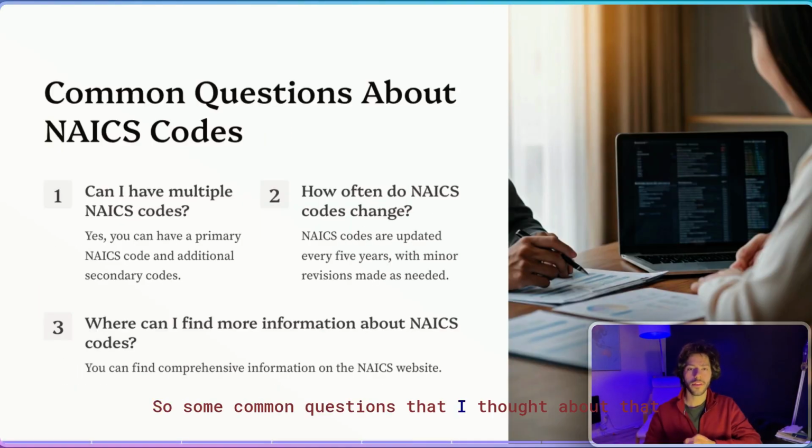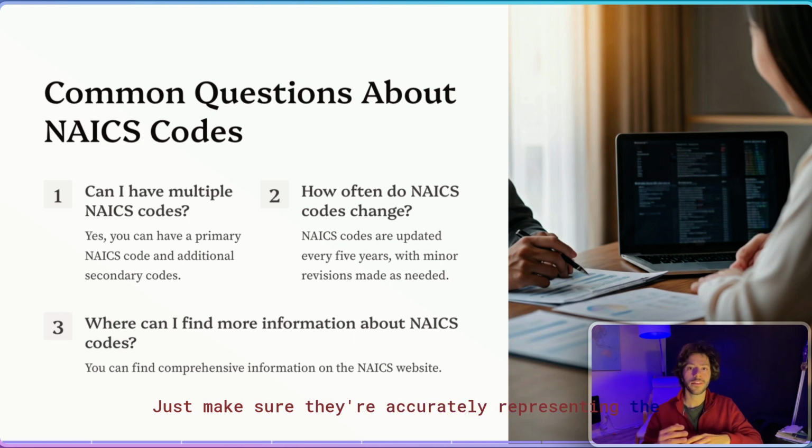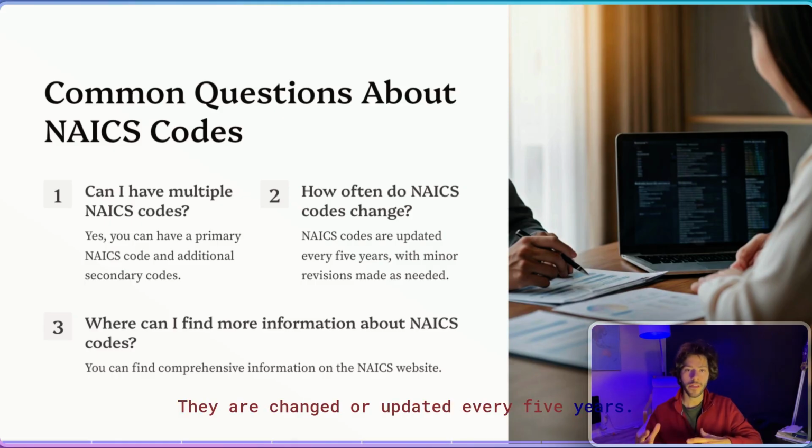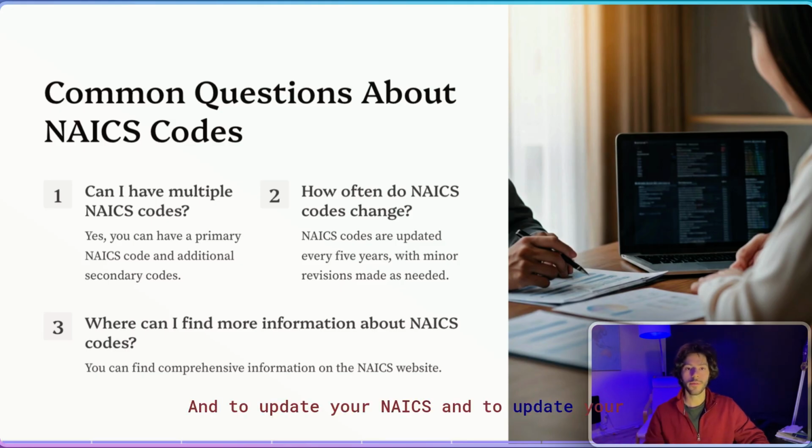Some common questions that I thought I should answer. Can you have more than one NAICS code? Yes, absolutely. Just make sure they're accurately representing the services you offer. How often do NAICS codes change? They are updated every 5 years, but during those 5 years, they sometimes have minor revisions made in the meanwhile. Do NAICS codes affect your eligibility for contracts? Yes, it does, specifically for set-asides when certain codes are preferred. And updating your business NAICS codes is done on your SAM account.